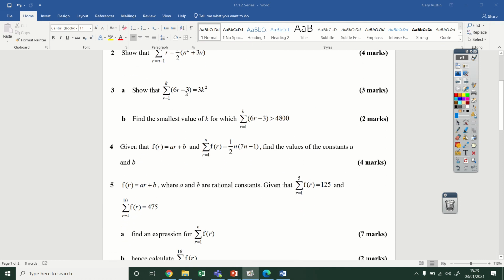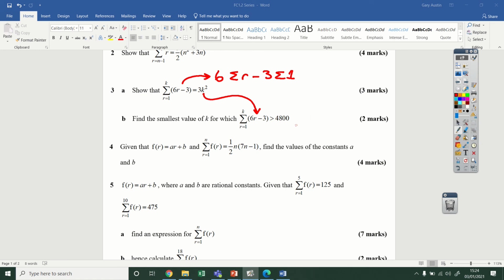Okay, so part A is a simple show that. Remember, you need to distribute this sigma into all of your terms so that you can use the 4 standard results. So this will be 6 times the sum of the r's minus 3 times the sum of the 1's. And don't forget that having 3 included in every term in this sum means you're going to need to factor out this and add up all the 1's as well. And if that equals 3k squared, you can then work out what k is to satisfy this inequality here. So if you know that this left-hand side is 3k squared, that gives you a nice easy quadratic inequality to then solve for k.